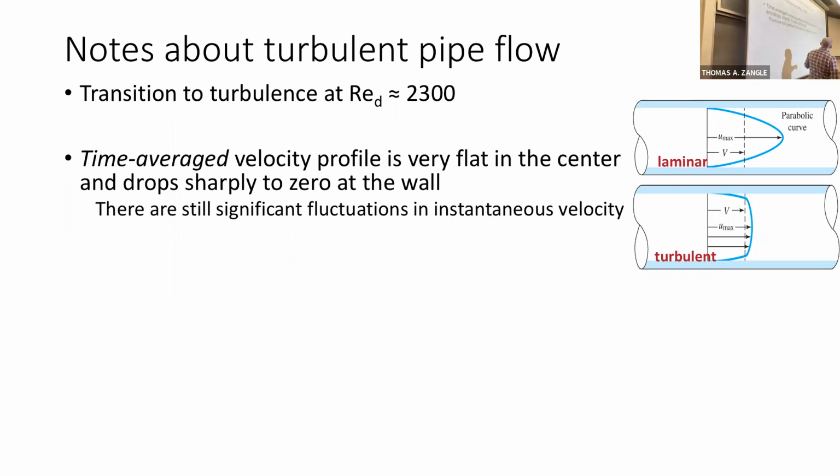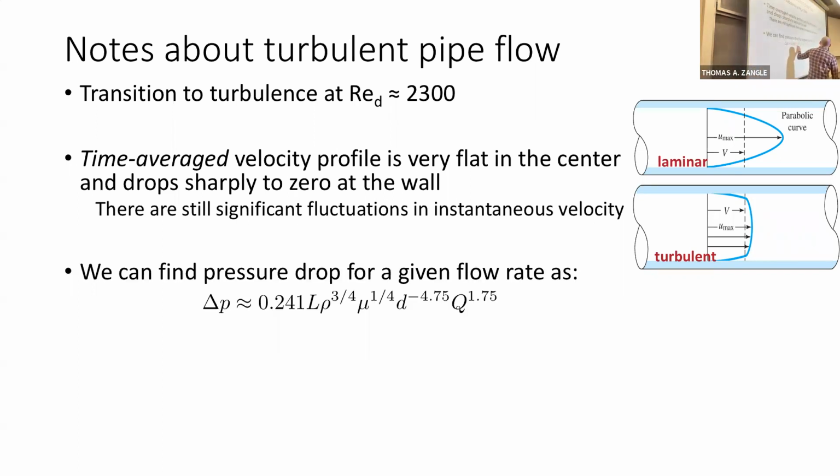Now notice that here we're talking about the time average velocity. There are still in turbulent flow significant fluctuations in instantaneous velocity. If you were to sit here with a probe and measure velocity at this point within the pipe, just the x component of velocity, you would see values that are larger and smaller and larger and smaller and everything in between over time. But on average, the time average would come out to this profile that we developed.